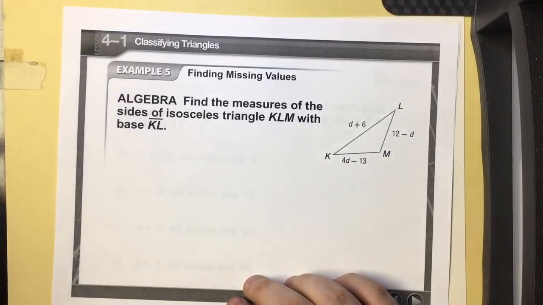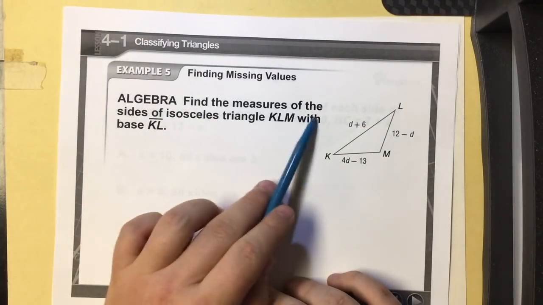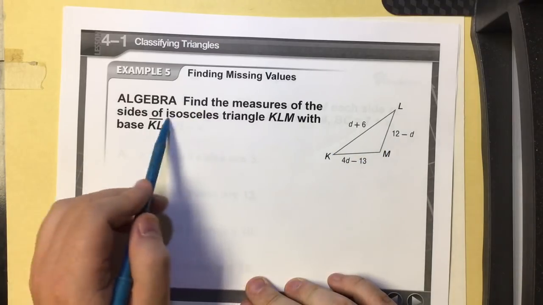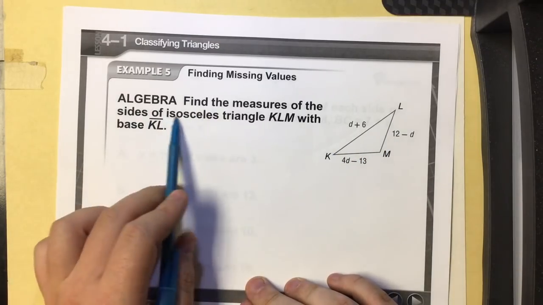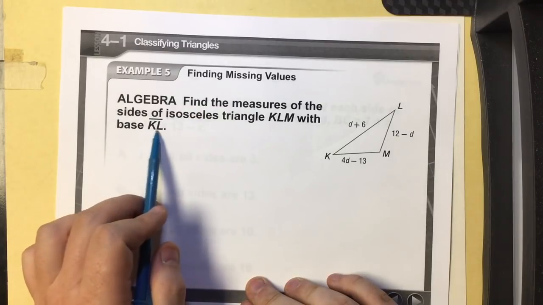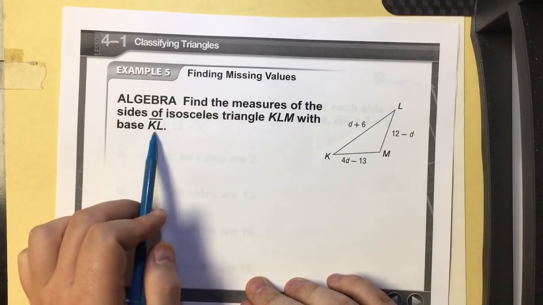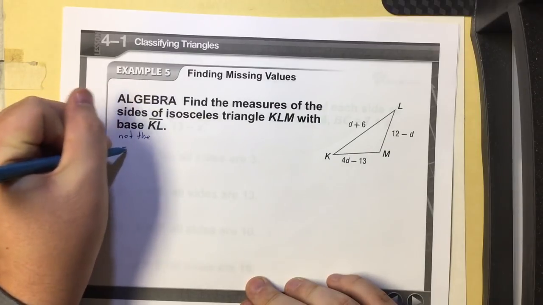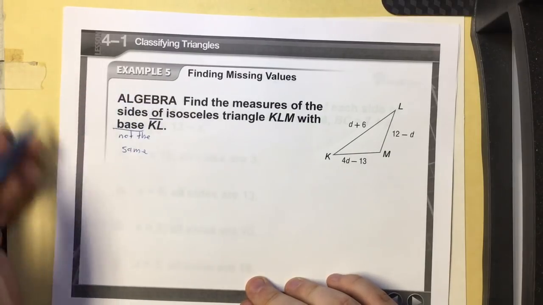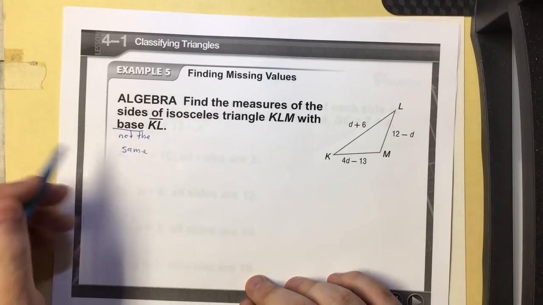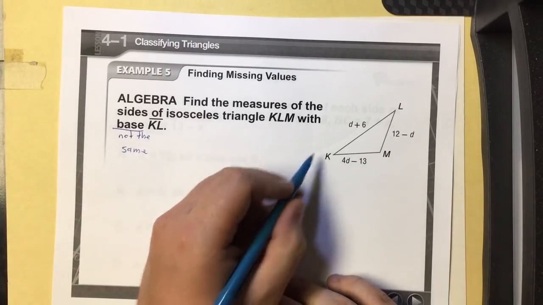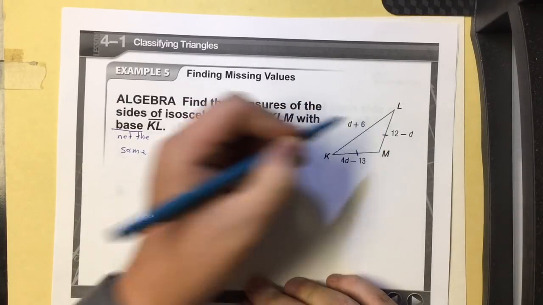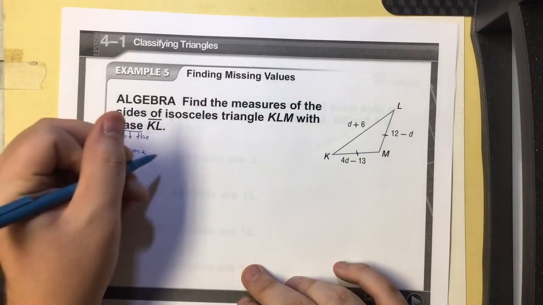Isosceles. Right here, find the measure of the sides of isosceles triangle KLM. So they tell us it's isosceles. 2 sides are the same, and it says base KL. The base means the one that is not the same. That's what the base of the isosceles triangle is, that third side that's not the same as the others. So if KL is our base, that means this side and this side are congruent, or they're equal.